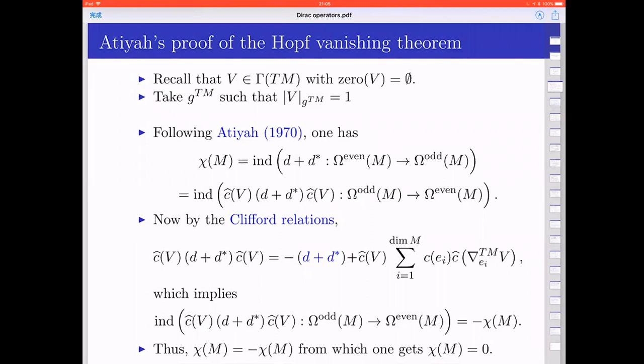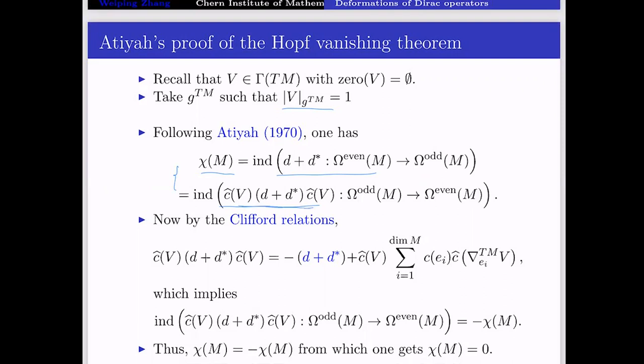Then following Atiyah, the simple observation says that the Euler characteristic, this index, can be written as a conjugate operator, which is acting not from even to odd, but from odd to even, because this c hat exchanges even and odd. So this is tautologically a trivial identity. But with this identity, if you write this operator explicitly, this is minus the de Rham-Hodge operator plus a lower order term, which is a compact operator and does not affect the index. So this index would equal the index of D plus D star from odd to even, which by definition is minus the Euler characteristic. So with this equality, you get that this equals zero. So this is a simple observation.